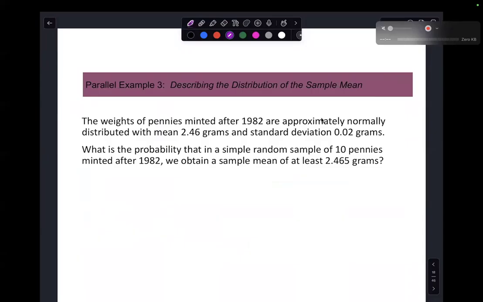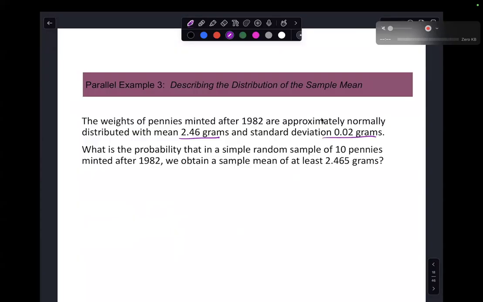So now we're going to talk about probability with this. We talked about how to find the new mean and how to find the new standard deviation. One of the reasons I call it new standard deviation, along with calling it standard error, is because I want you to remember to use it for calculations. So we have here, the weight of pennies minted after 1982 are approximately normal, with a mean of 2.46 grams and a standard deviation of 0.02.